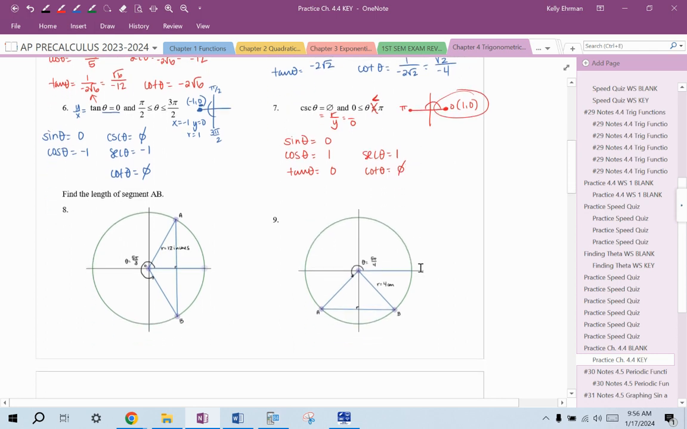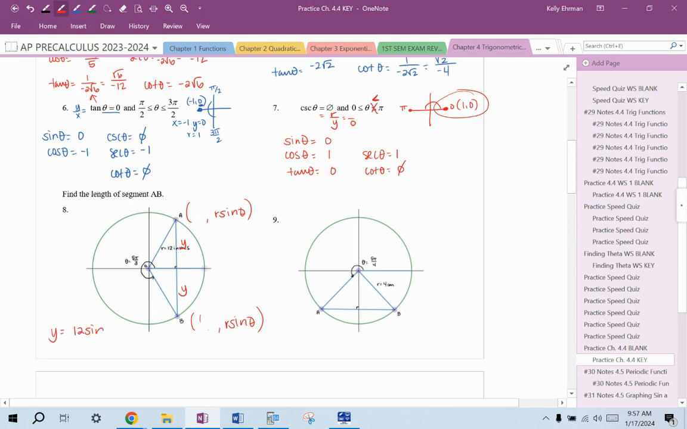Find the length of segment AB. So A and B are directly below each other. So if I knew the y-coordinate of A, which is r times sine theta, I'd be all set. I would double that y-coordinate and I'd be all set. Okay, so theta, though, wraps all the way around here. So how about this? I'm going to have to find the r sine theta at this value. Now, when I do that, it's going to be negative. But I'm just talking about a distance, so I'm just going to make this a positive distance. So what is r? R is 12.